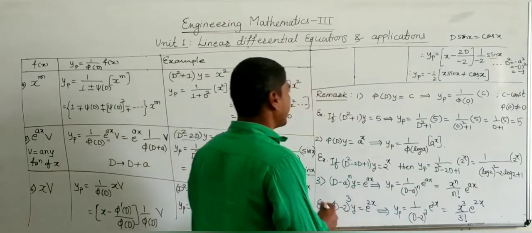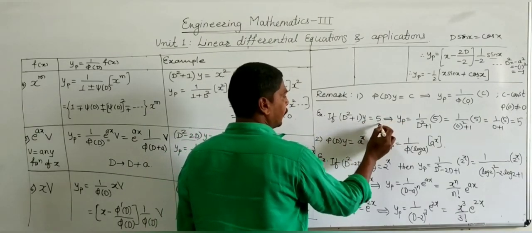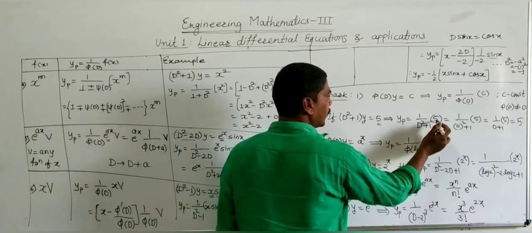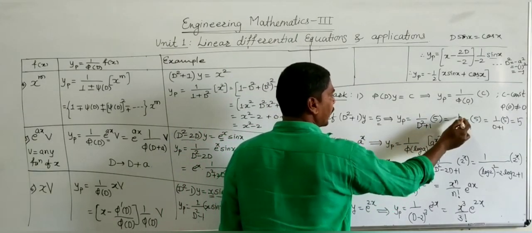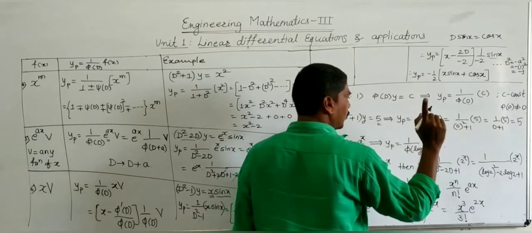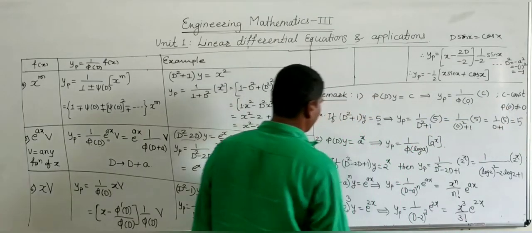and the condition is that phi of 0 must be non-zero. Okay. For example, D square plus 1 into y is equal to 5. Here 5 is a function of x which is constant. So yp becomes 1 upon D square plus 1 into 5. Now replace D by 0, we get 1 upon 0 square plus 1. Square of 0 is 0, 0 plus 1 is 1, which is non-zero. So that's why finally we get 5.